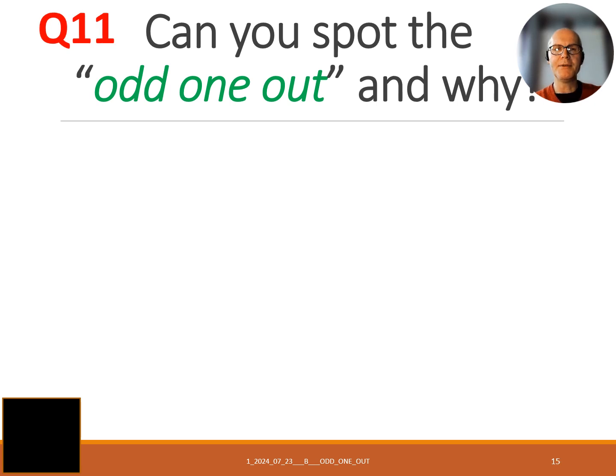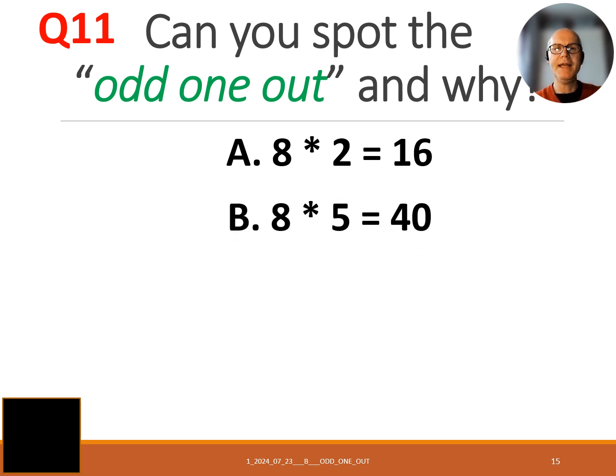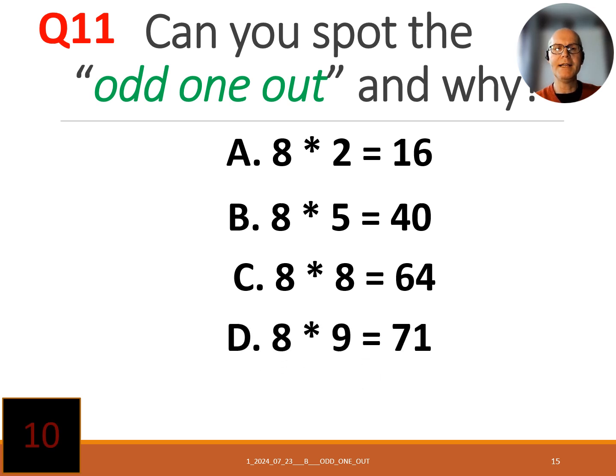Question 11. A. 8 times 2 equals 16. B. 8 times 5 equals 40. C. 8 times 8 equals 64. And D. 8 times 9 equals 71. What's the odd one out of these 4 options and why?